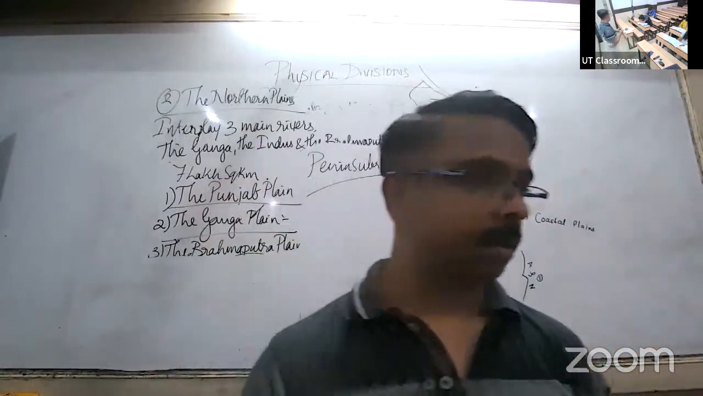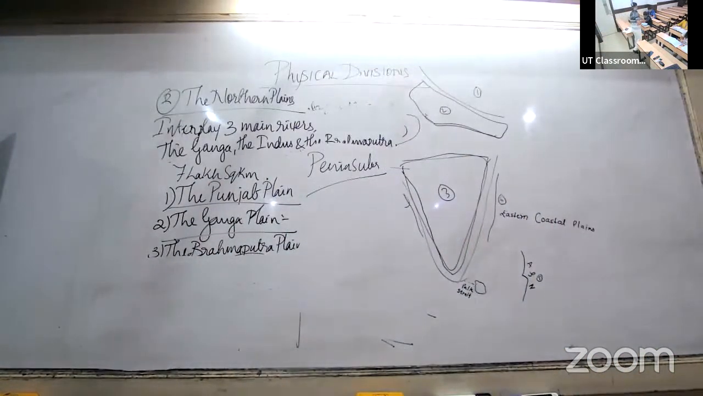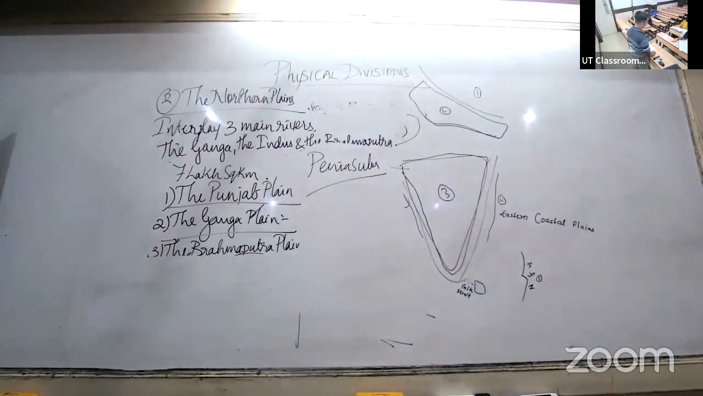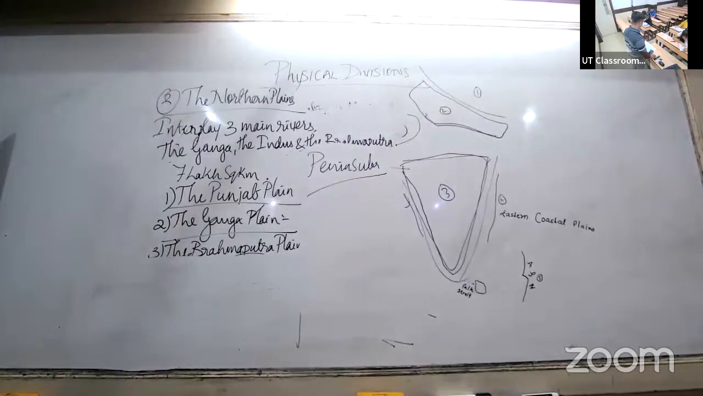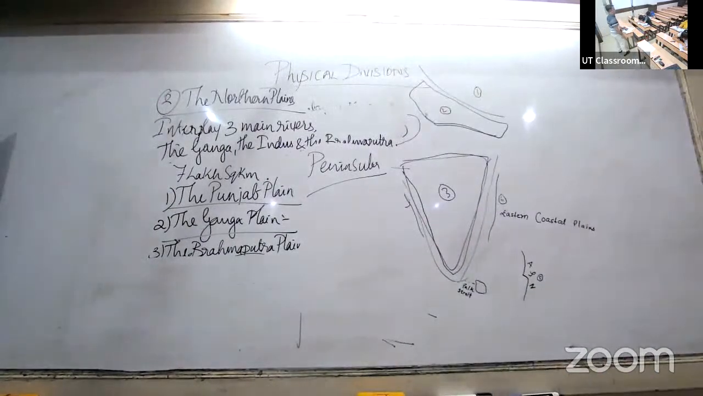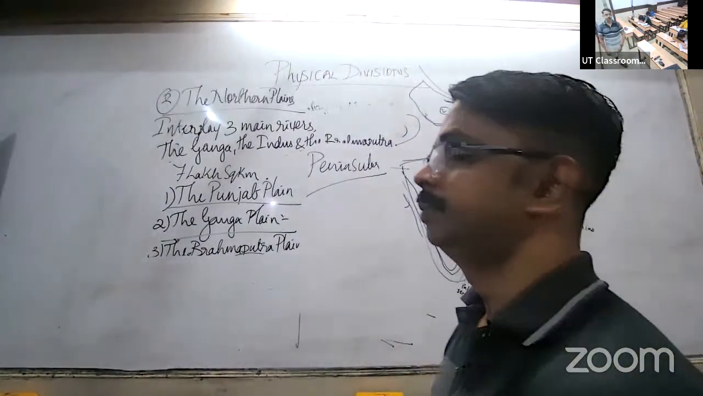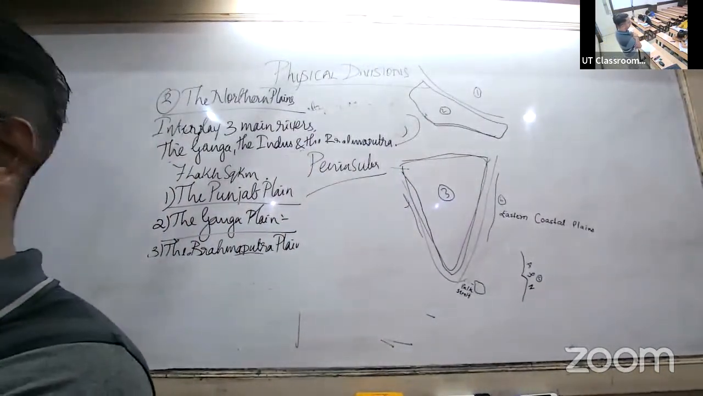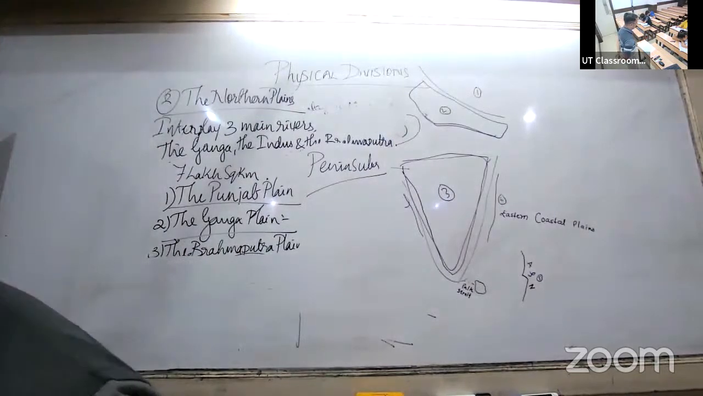Let's write Indian plateaus. Example. There are a lot of spellings. You can write now without looking. So, write point number 1. It is a triangular landmass that lies to the south of the river Narmada.